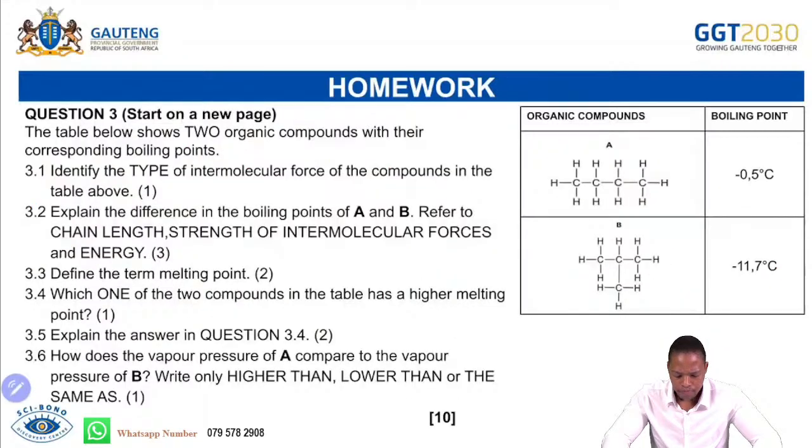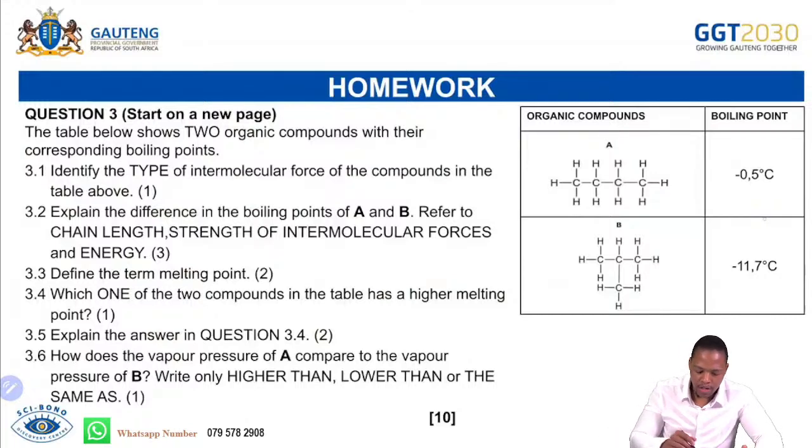Okay, so this will be your homework. I want you to simply look at that. The table below shows 2 organic compounds with their corresponding boiling points. Identify the type of intermolecular forces of the compounds in the table. Then explain the difference. It's given 3 marks. They are telling you to talk about the chain length, the strength of intermolecular forces, and the energy, as I've been trying to show you.